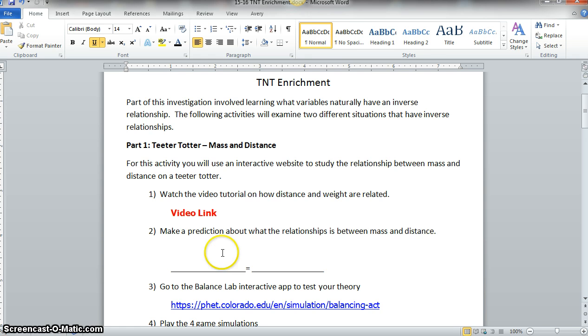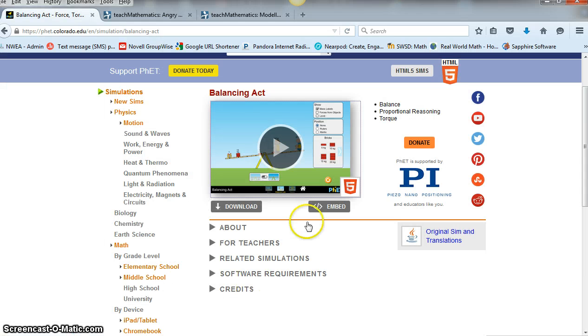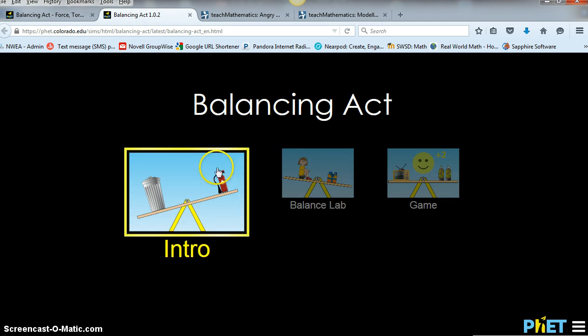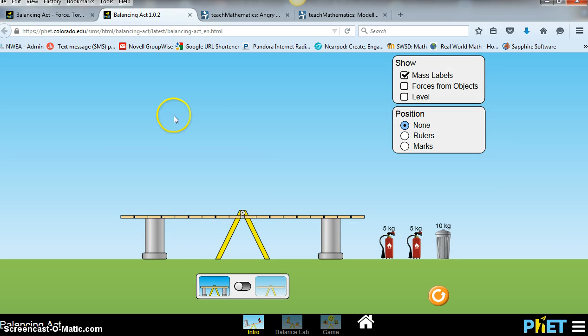So let's first go to this website. You can type this into your browser and go right there. This will end up coming up. What you'll have to do is click on the Balance Act play button. Opens up this tab. I'm going to show you the introduction to see if you can see the relationship, and then where you'll be going is the Balance Lab and then also the game. So let's go to the introduction first to see the relationship. It takes you to this screen.